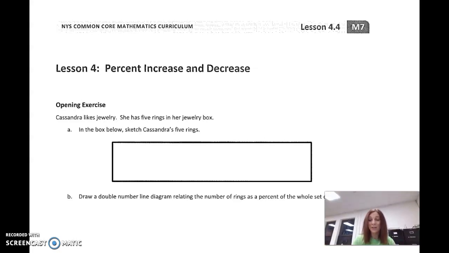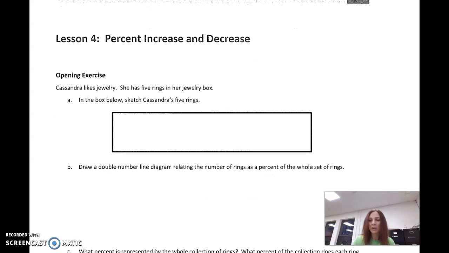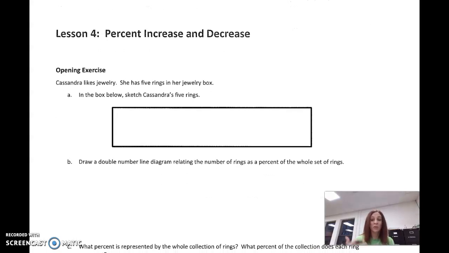Lesson 4 in Module 4 is on percent increase and decrease. And so we're going to be talking about something increasing or decreasing. That's easy. But the percent that it's increasing or decreasing compared to the original amount is what we're really working on. It can be a little bit tricky if I don't quite understand the way to do it. So make sure you're paying close attention.